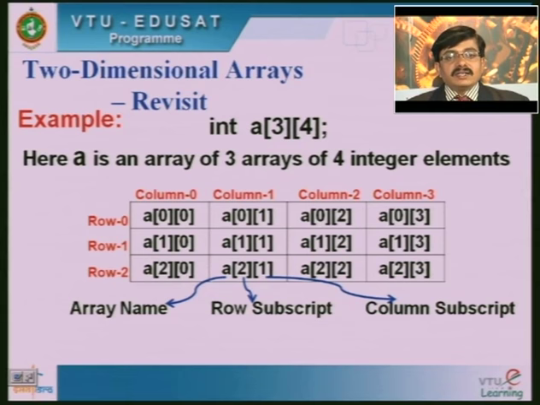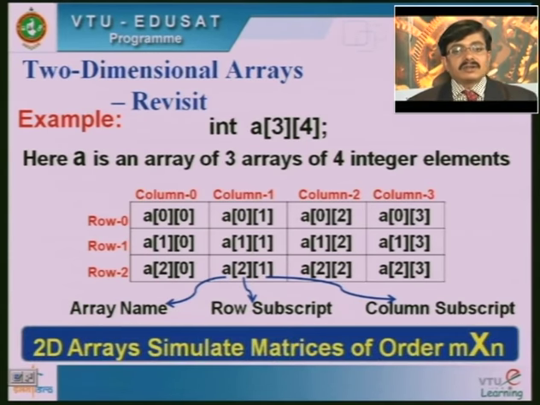Altogether in each row 4 elements will be there. We can see a of 0 0, a of 0 1, a of 0 2, a of 0 3. This is row 0, this is row 1, this is row 2. Similarly in each row we have 4 elements: column 0, column 1, column 2, column 3. Though in memory it is stored in a contiguous memory area, externally we can visualize this as a matrix. Here a is the name of the array. The first subscript is the row subscript, the second subscript is the column subscript. So we can say this two-dimensional array simulates the concept of matrices of order m cross n, because we are using only rows and columns.